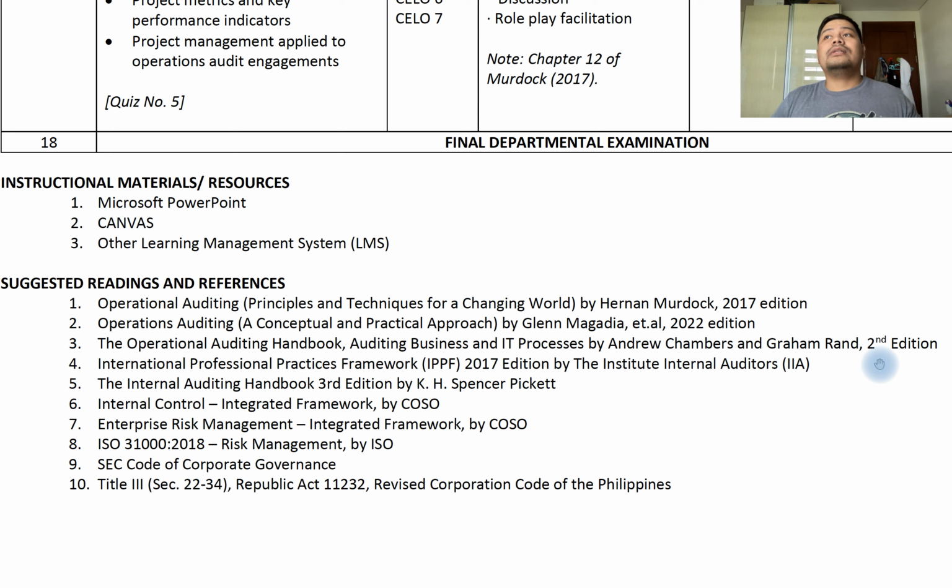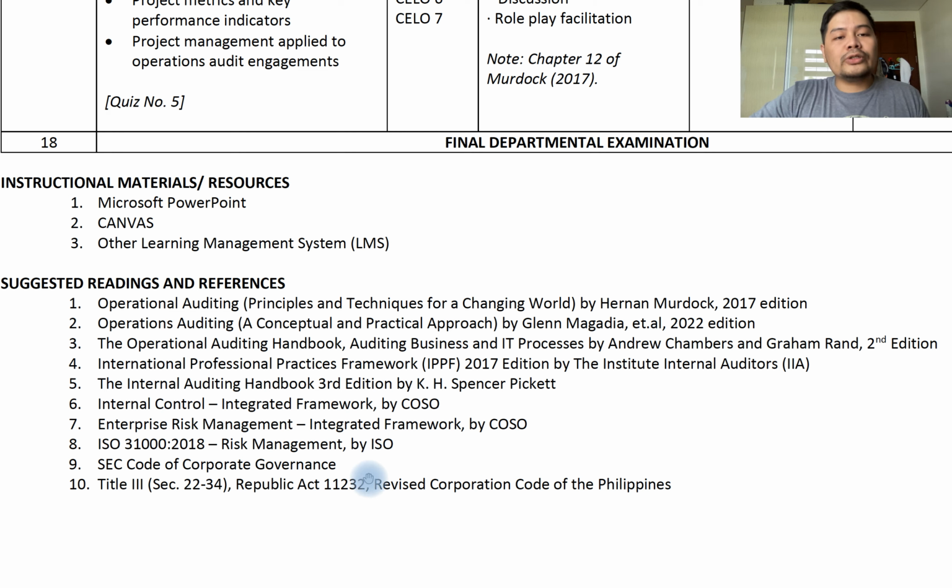And if you have plans to take CIA, pwede rin naman. And we also have here number 5, the Internal Auditing Handbook, 3rd edition, by K.H. Spencer Pickett. Okay? And ito yung mga handouts, internet din naman to: the Internal Control Integrated Framework by COSO, also the ERM or Enterprise Risk Management Integrated Framework by COSO, and the ISO 31000:2018, also known as Risk Management by ISO.